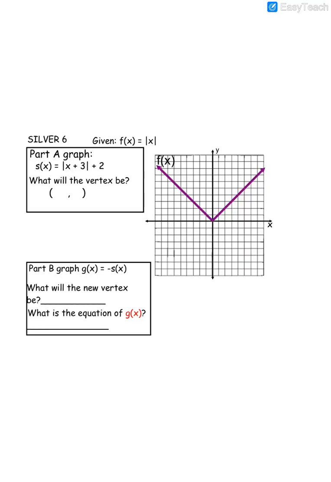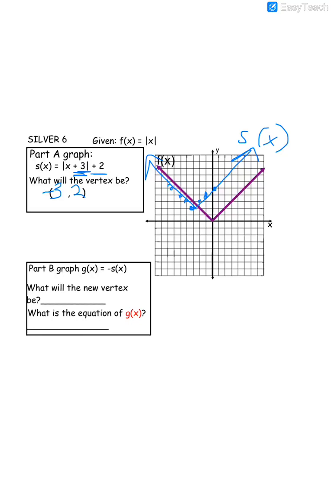So what is the vertex going to be? If the inside lies, it's going to be negative 3. Outside tells the truth, it's going to be 2. So I'm going to go to negative 3, 2. 1, 2, 3, 1, 2. I'm going to put a dot. There is no dilation, meaning there is no a here. It's still a 1. So it's going to go up 1, right 1, up 1, left 1, up 1. So it's just going to go in a row here again. And I'm going to call that s of x.